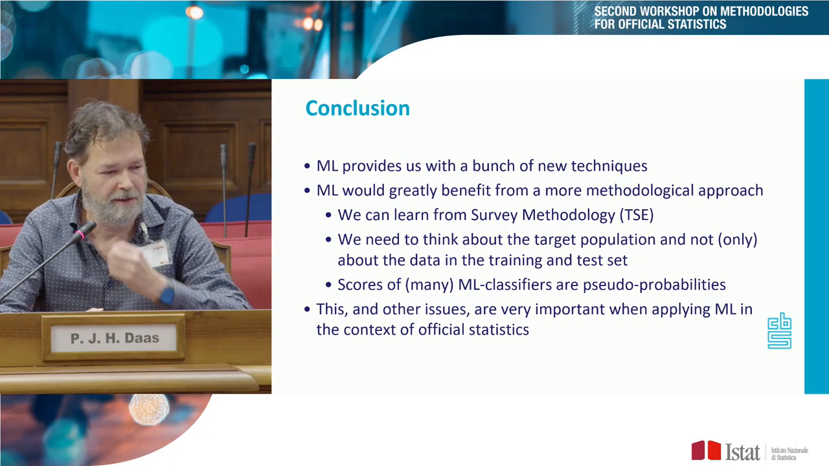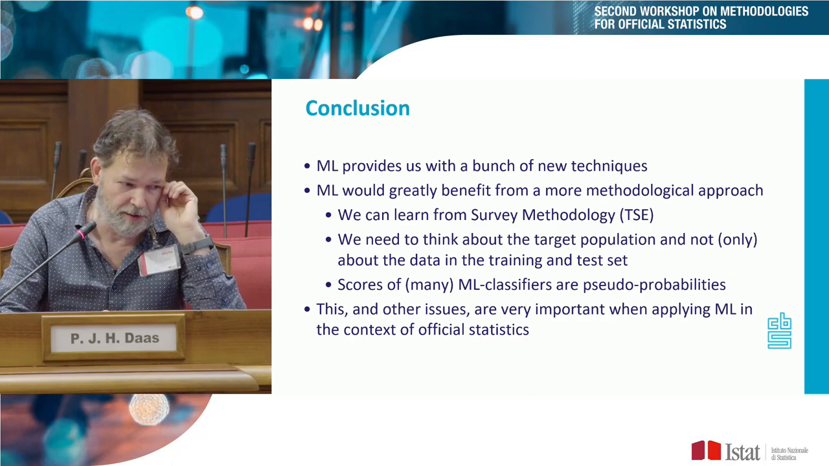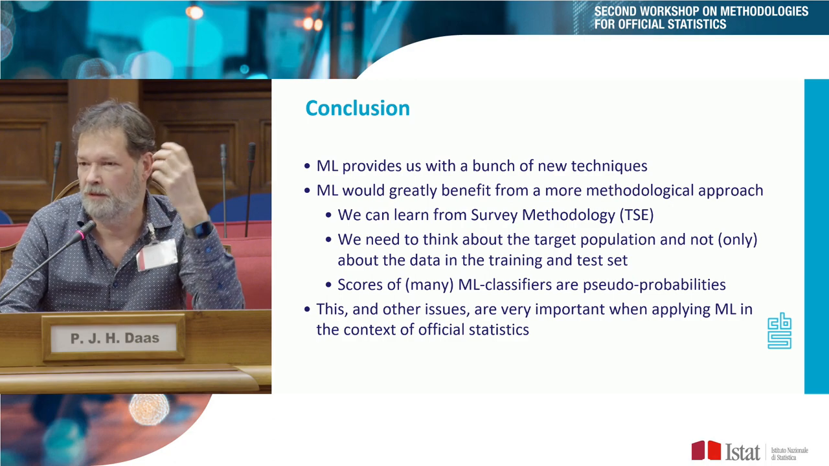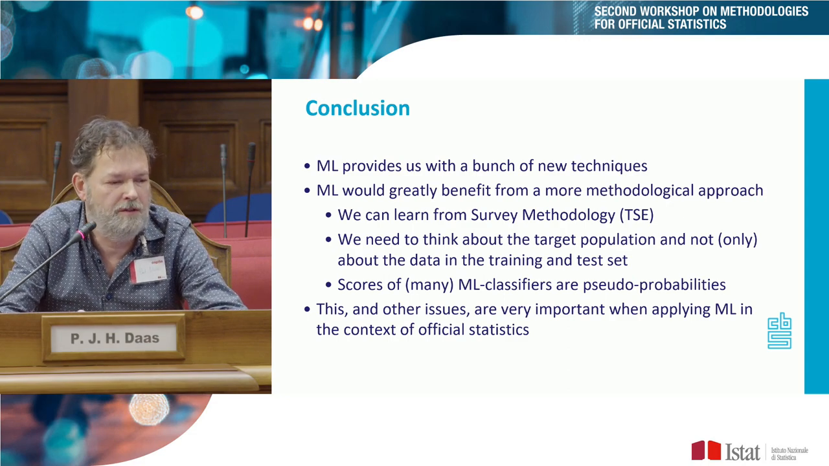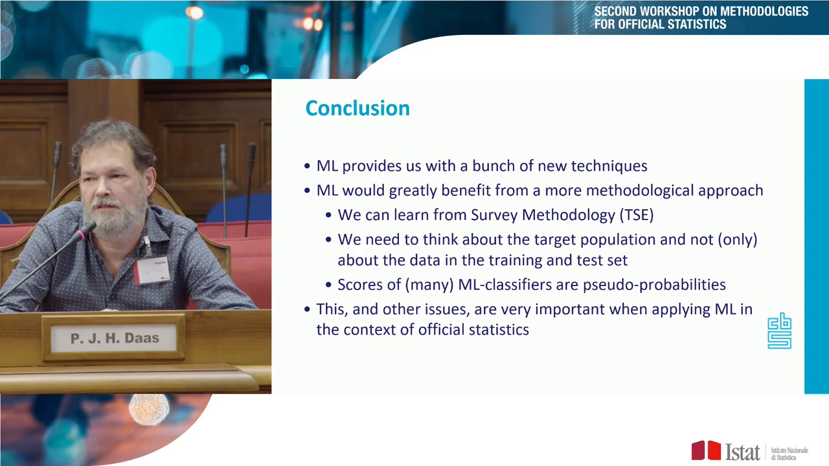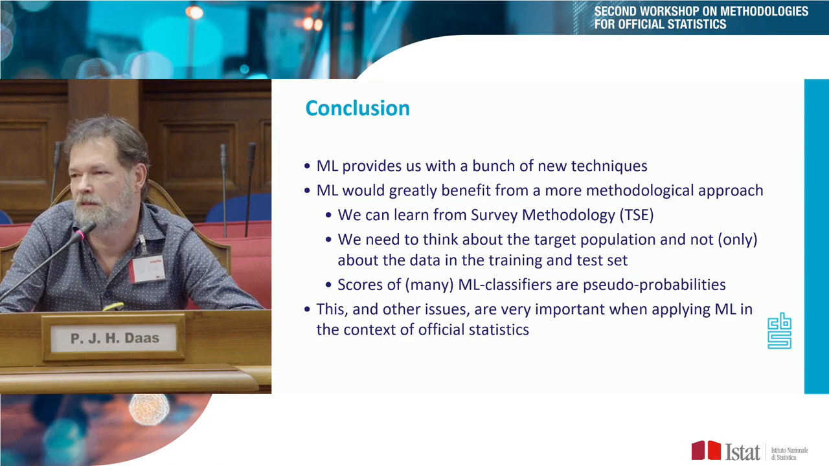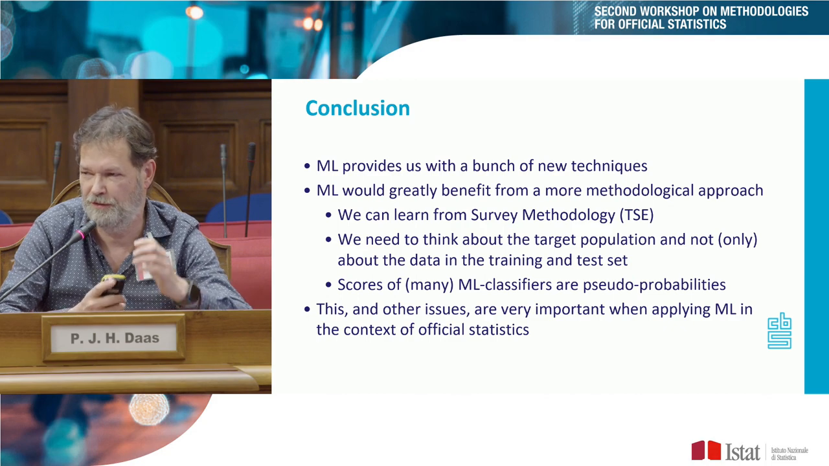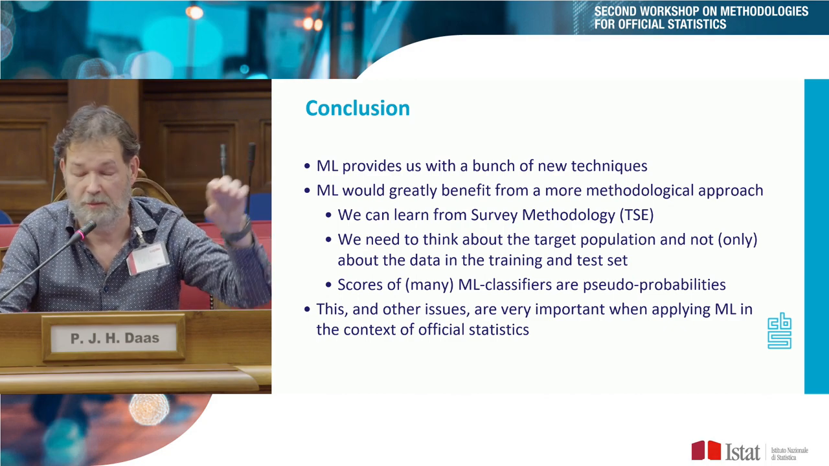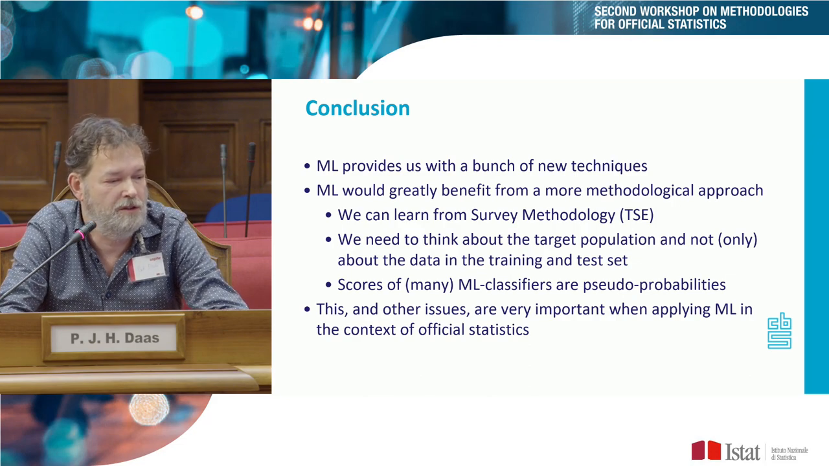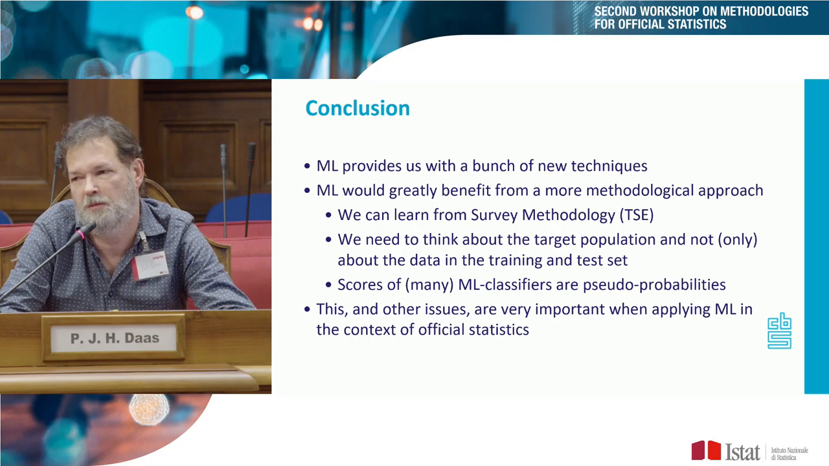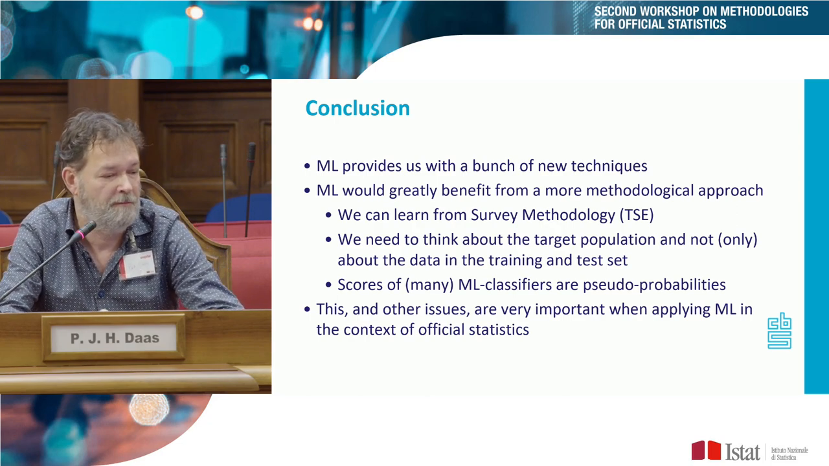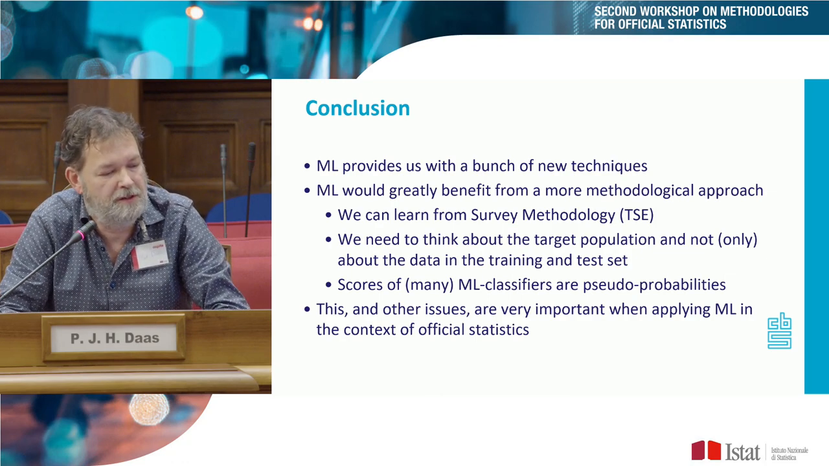It's just combining them. What helped us a lot as well was the total survey error framework: just look at measurement errors and at measuring the concept in your population. We need to think about the target population and not only about the data in the training and test set. This is a remark that's typical for data scientists or machine learners. They just focus on the data at hand, but don't think about the target population where you should apply it to. And the scores of at least a lot of the classifiers we worked on are not actually probabilities, but pseudo probabilities. This and other issues are very important when applying machine learning in the context of official statistics.